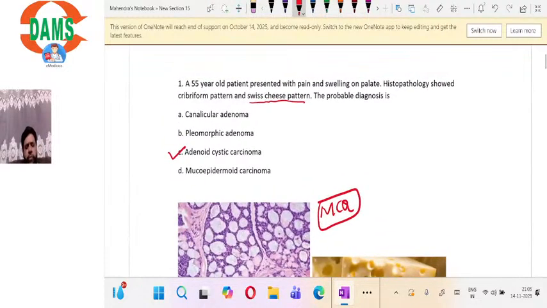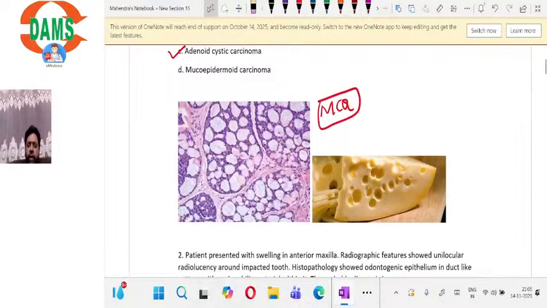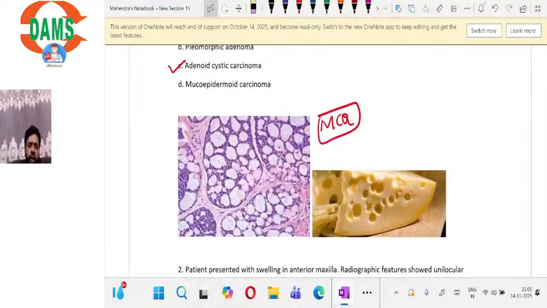It is a very simple question that you need to just emphasize on Swiss cheese pattern or cribriform pattern. Canalicular adenoma, pleomorphic adenoma, mucoepidermoid carcinoma are all salivary gland tumors, but Swiss cheese pattern or cribriform pattern is a characteristic histological feature of adenoid cystic carcinoma. That's a very unique point. This is a simile, how to compare. These are all cystic spaces, and it looks as if it's a Swiss cheese. This image we have already discussed.